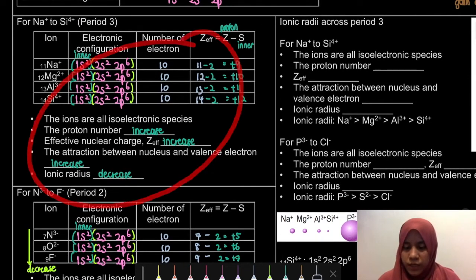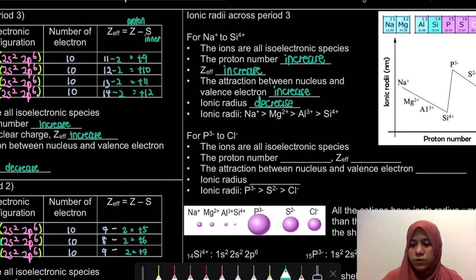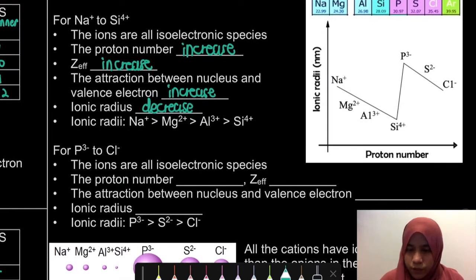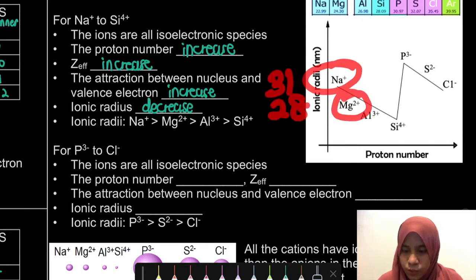Okay, so what happens is that the number of protons increases, so our ZF also increases. So the attraction between nucleus and valence electron also increases. But the difference is, the ionic radius decreases. So here, as we can see, the ionic radius decreases. So for example, for our sodium, here they have given 20. Is this actually the mass number? Okay. So here, for example, we give 31, here 28, here is 25, etc.